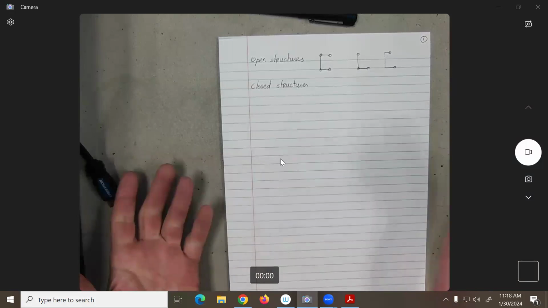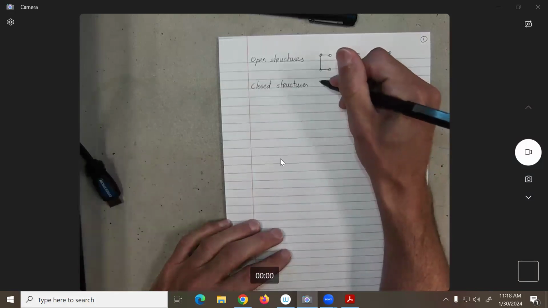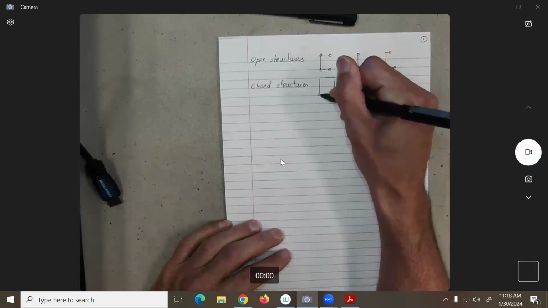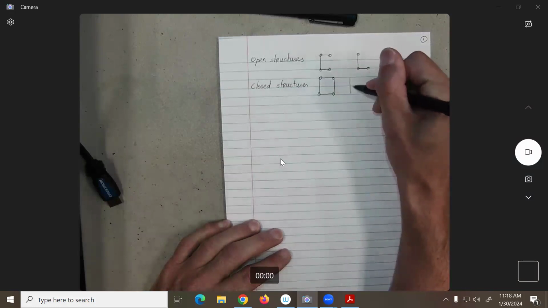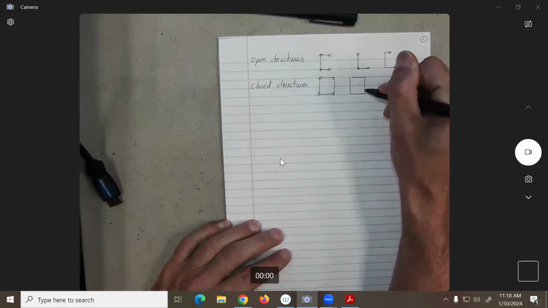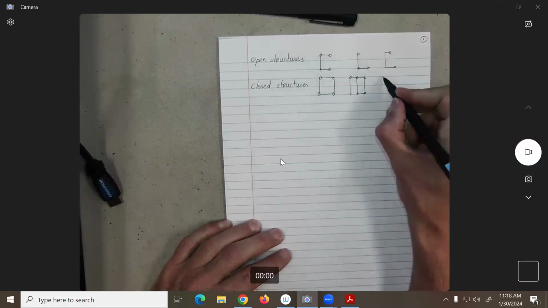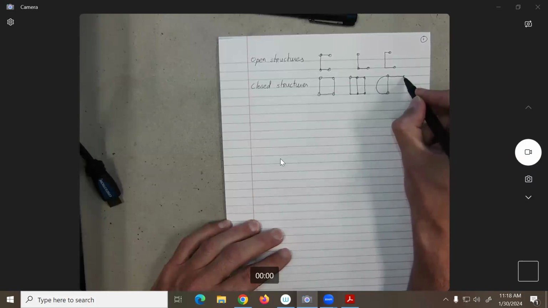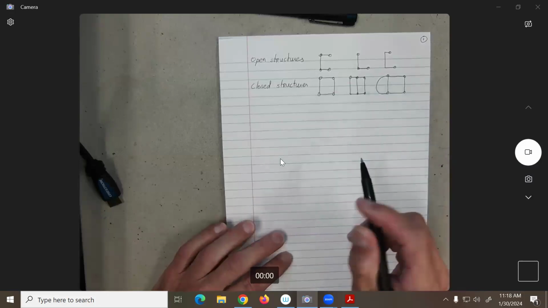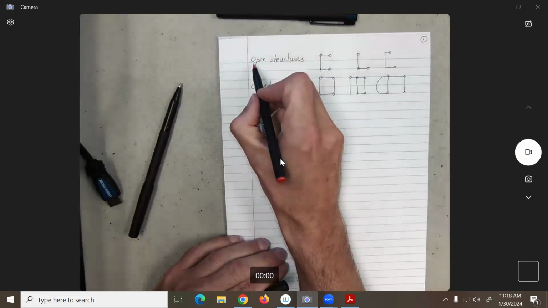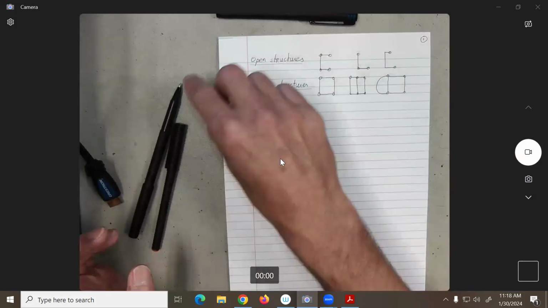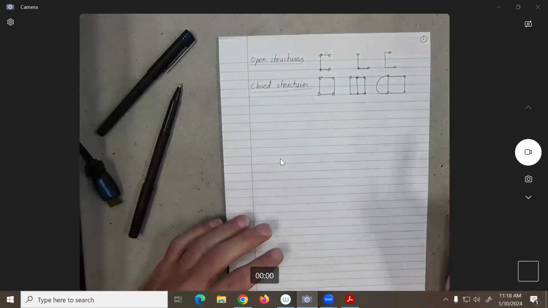Now, what should be a closed section? Obviously the simplest closed section you can think of is this one over here. Or we could have something with multiple cells, something like this. Or you could have something more related to a wing, let's say, that would probably end up solving something like this, okay? So it's easy to see the difference between an open section and a closed section.